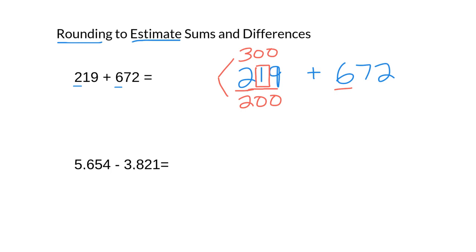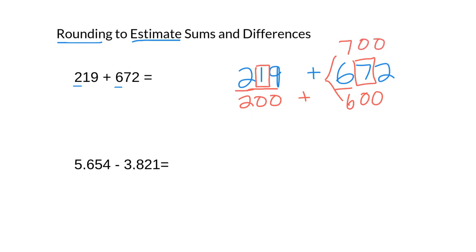I'm not going to circle it because we're going to end up erasing this. Okay, I'm going to put my addition sign right here, and then we're going to do the same thing with our 672. We're going to round that to the nearest 100. So I'm going to use my tens again, 7 tens, to make my choice. We either keep this at 600 or we are going to raise it up to 700.